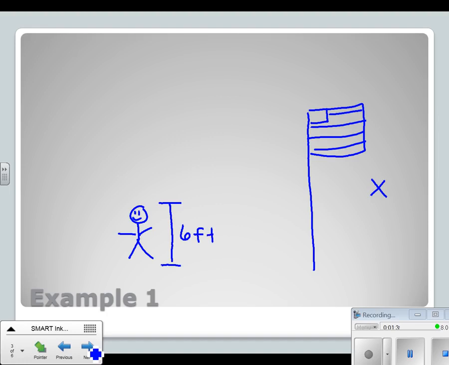And then the sun is shining, and the flagpole and the person, they both have shadows. And so I'm going to represent the shadow here with my green marker. The shadow of the person is over here, this distance. And I'm going to say that that shadow of the person is 17 feet. And then the flagpole has a bigger shadow, and that shadow is 51 feet.